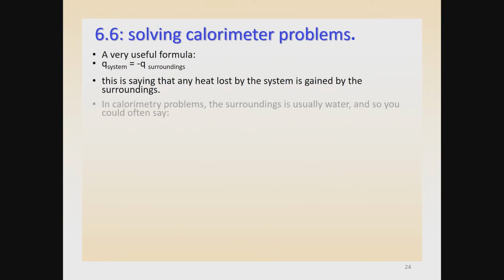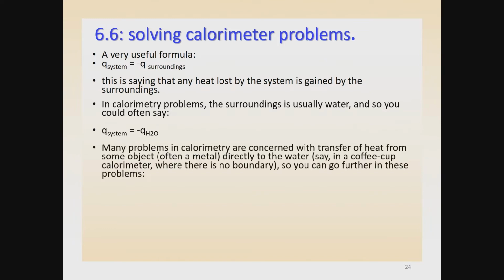Okay, so now we're going to practice solving some calorimeter problems. Probably the most useful formula to use in calorimeter problems is that the Q of the system is equal to negative Q of the surroundings. Again, this says that any heat lost by the system must be gained by the surroundings. Now, in a lot of calorimetry problems, the surroundings is often the water. So you could also go further and say that the Q of the system is going to be equal to the negative Q of the water.